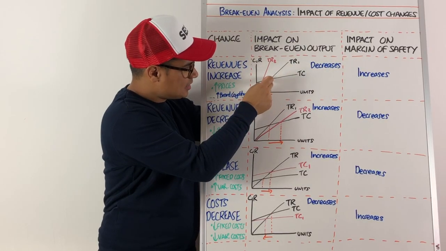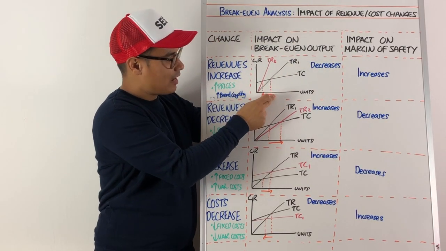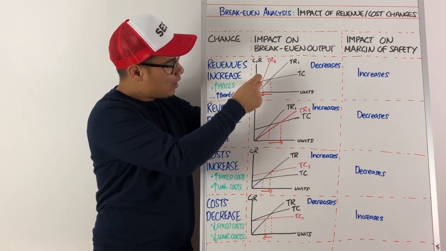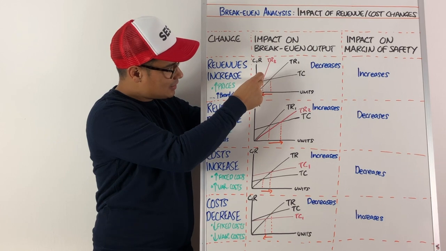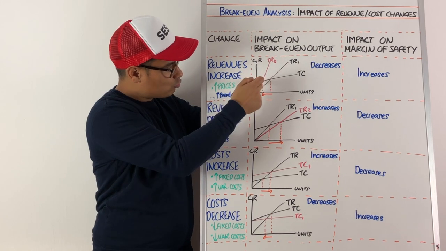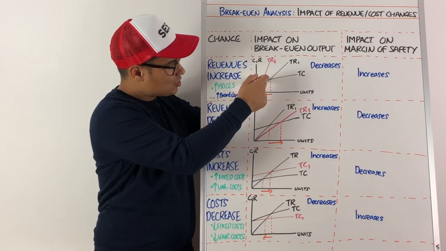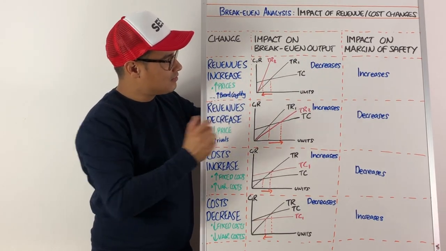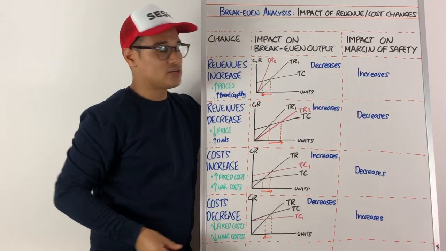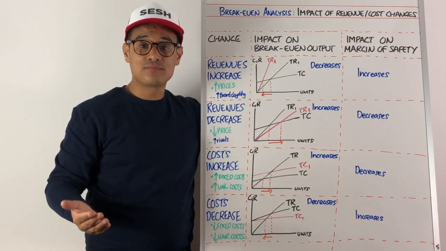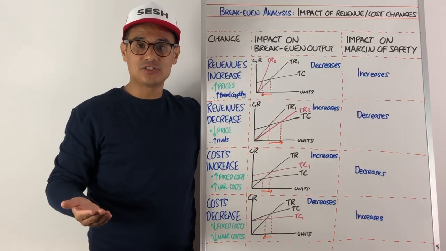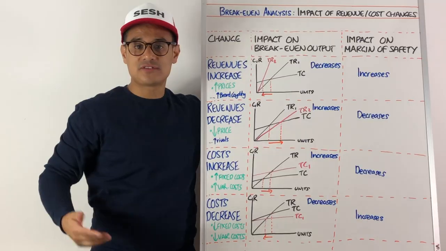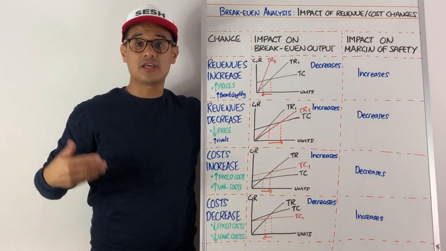So originally it intersected there. So you had a break-even output at this point here where my finger is, but it has shifted in when the new break-even output is calculated from the new TR2, the red line, and where that intersects with total costs. So the impact of revenues increasing on break-even output is that break-even output decreases, which is a good thing for a business. Obviously, the opposite will happen to the margin of safety. So the opposite of decreases is increases. So the margin of safety will increase if revenues increase.